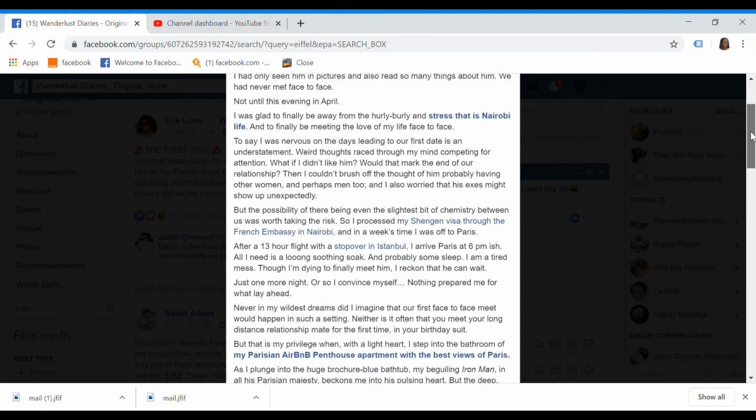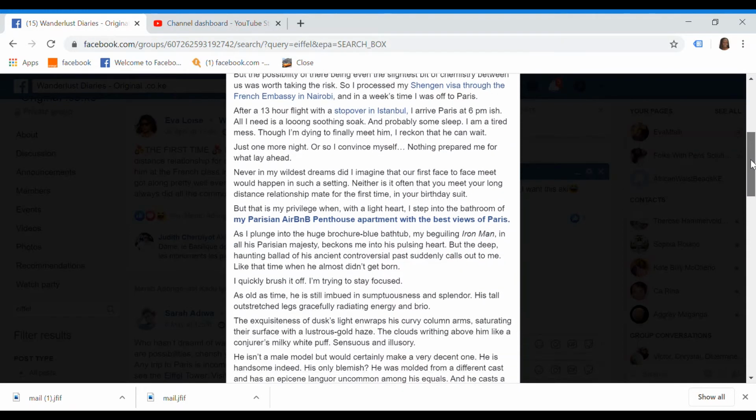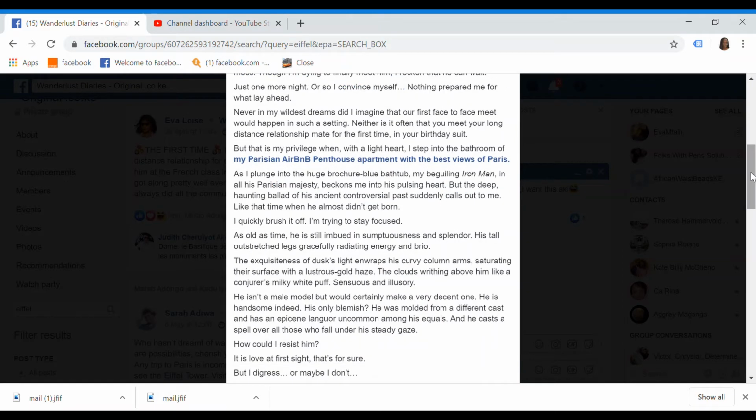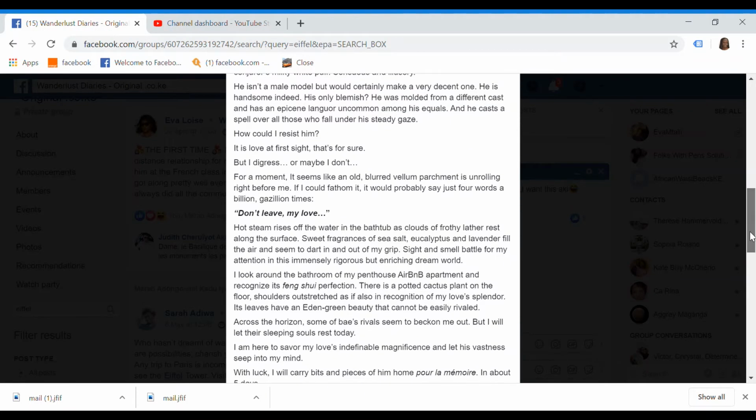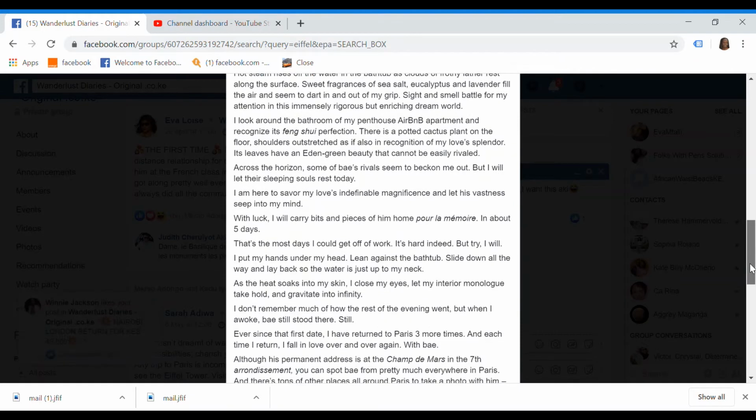And I go on to describe how I meet him as I walk into the bathroom of my Parisian Airbnb penthouse. And I go ahead and even describe him, you know. He's still imbued in sumptuousness and splendor. His tall, outstretched legs gracefully radiating energy and brio. So I go ahead and talk about my lover, the Eiffel Tower, and I describe him.